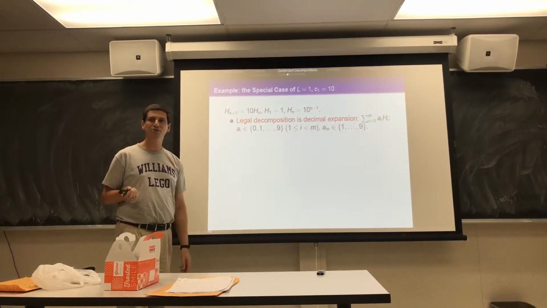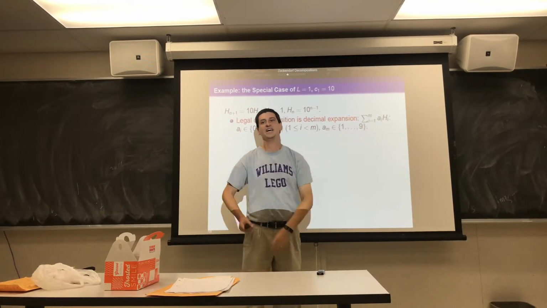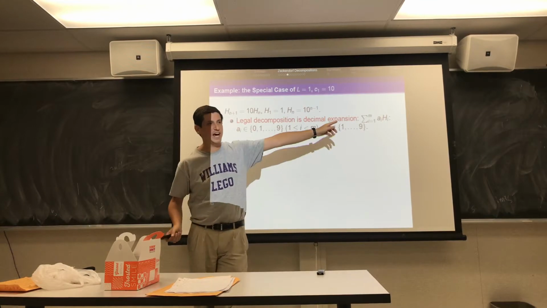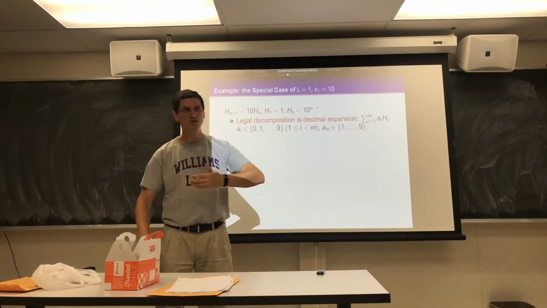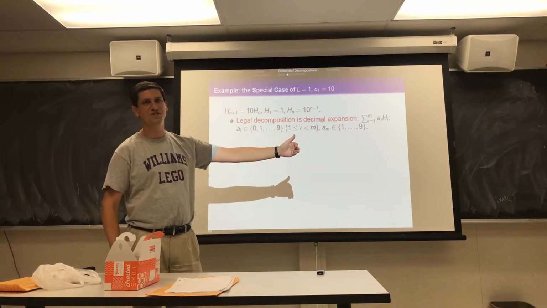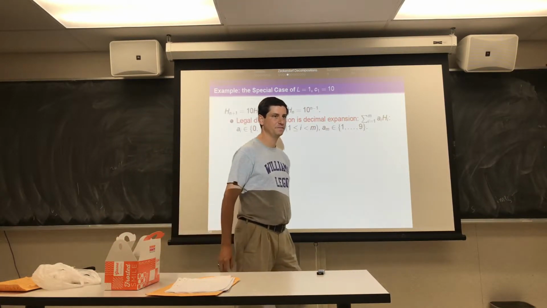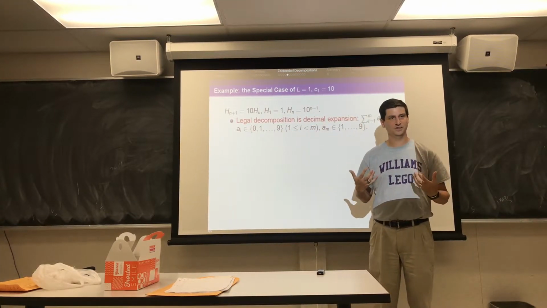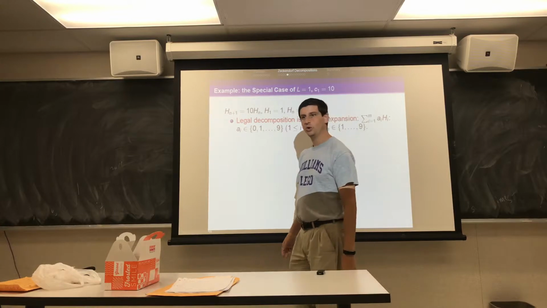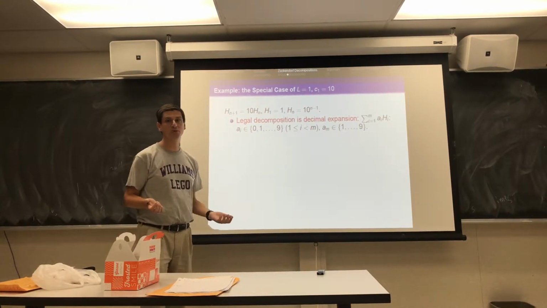Now, what does it mean to have a legal decomposition? It just means I'm writing you in decimal. If I ask, how many summands do you have? It's just adding up the digits. So if I take 2018 and write 2018 in decimal, what's the sum of the digits? For 2018? 11.